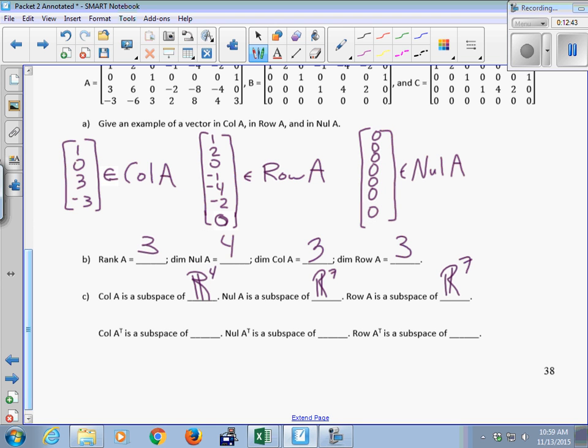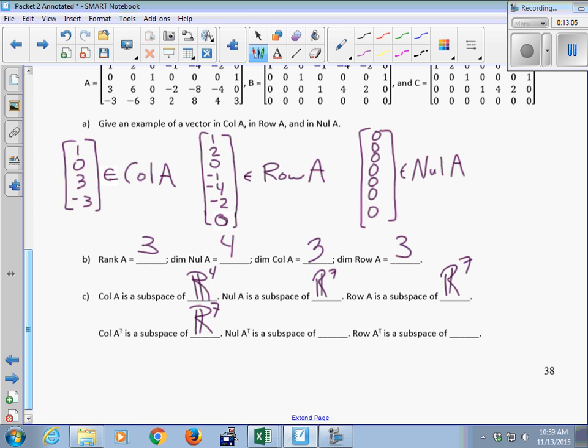Column space of A transpose. The dimension of the column space of A transpose is the rank. But I want to know, where do the elements of the column space of A transpose live? R7, yeah. Because the column space of A transpose is the same thing as the row space of A, right? So this is R7. Okay.